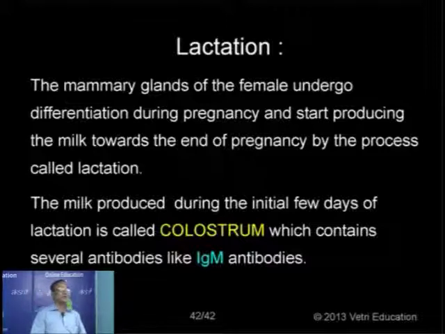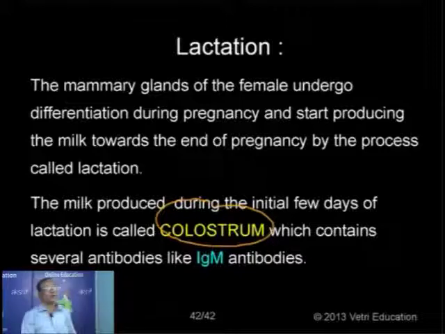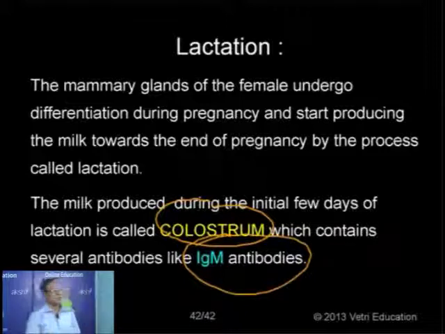The first formed milk, for a few days, is called colostrum. Breastfeeding is always the better feeding, because colostrum contains a large amount of antibodies. The major antibody giving protection to the fetus, or now rather the baby, is IgM antibodies.